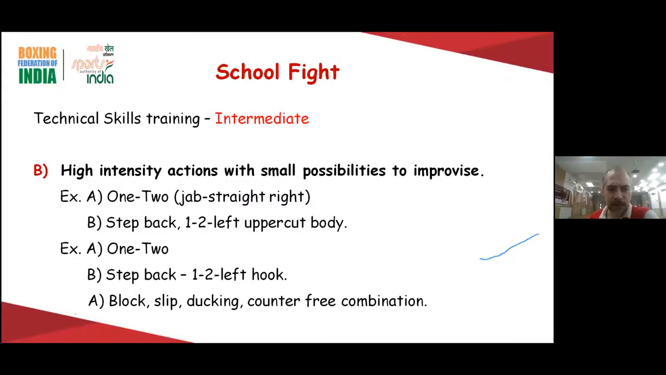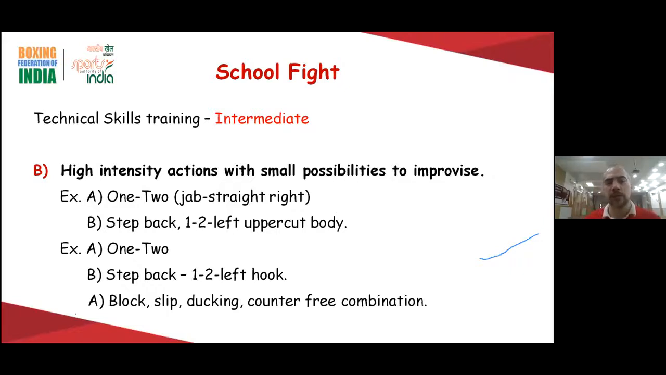Intermediate. So here, we take it a little more difficult. Here is higher intensity, high intensity actions, but still with small possibilities to improvise. For example, boxer A throws 1-2, the jab and straight right. Boxer B takes a step back and counters 1-2 and left uppercut to the body.